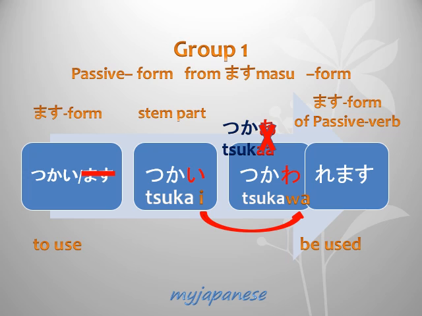at the bottom. 使われます, be used, is passive form. Let's remember, if the end of the stem part is i, change it to wa. Okay?